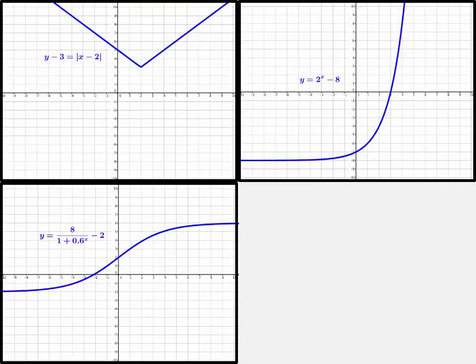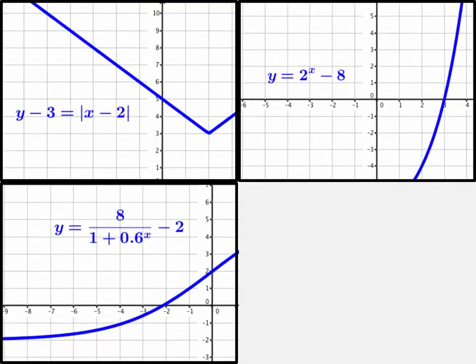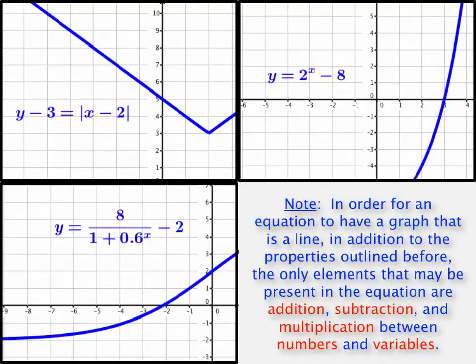Here are three last examples of equations whose graphs are obviously not lines. When we compare these to the equations whose graphs were lines, we ask, what's different about them? In these three equations, I think there's just something kind of crazy going on. One has an absolute value, one's got a variable in the exponent, and the other's got a variable in the exponent that's already in the denominator. So our last observation is, in order for an equation to have a graph that is a line, in addition to the properties outlined before, the only elements that may be in the equation are just addition, subtraction, and multiplication between numbers and variables.